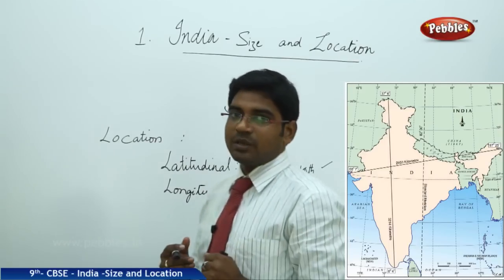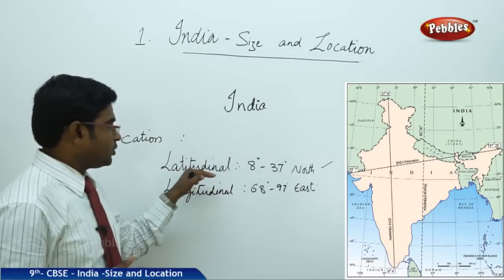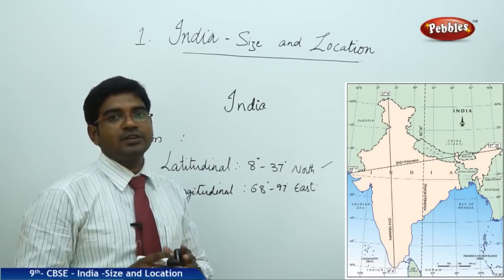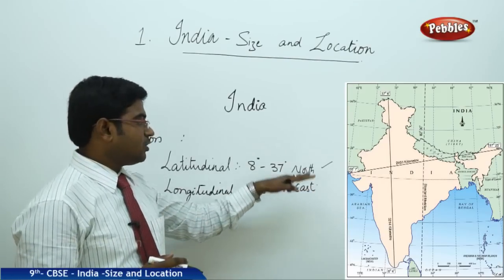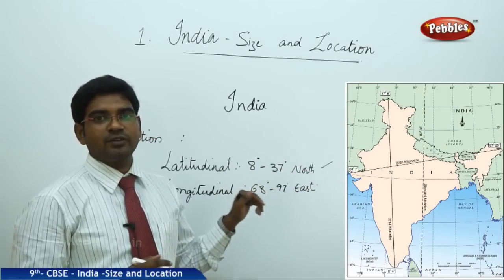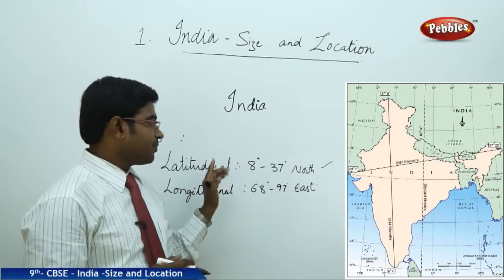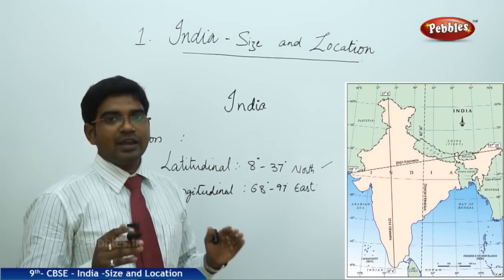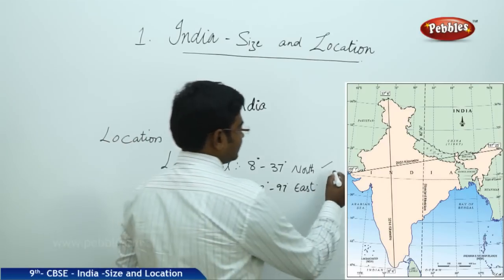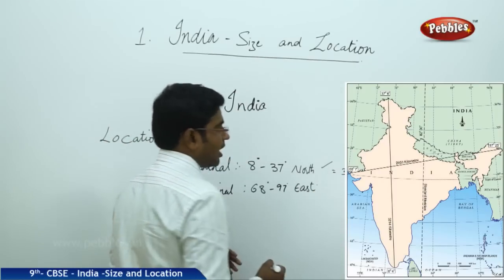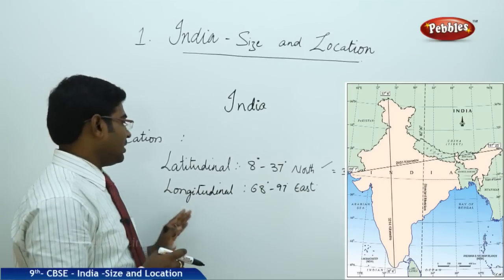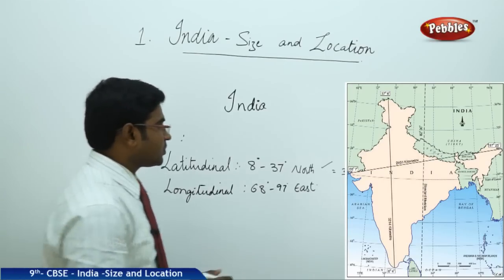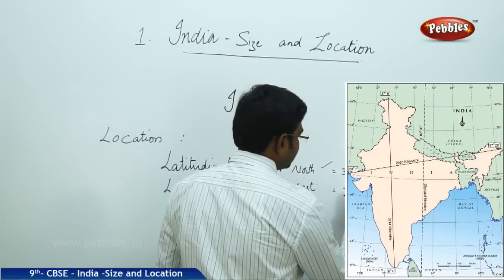Now, when it is in the northern hemisphere, the latitudes start from 0 degrees. The 0 degree latitude is the equator. From there, going upwards, very close to the equator, we have India. So the total number of latitudes passing through India is 30, while the longitudes also are nearly 30 longitudes passing through India.